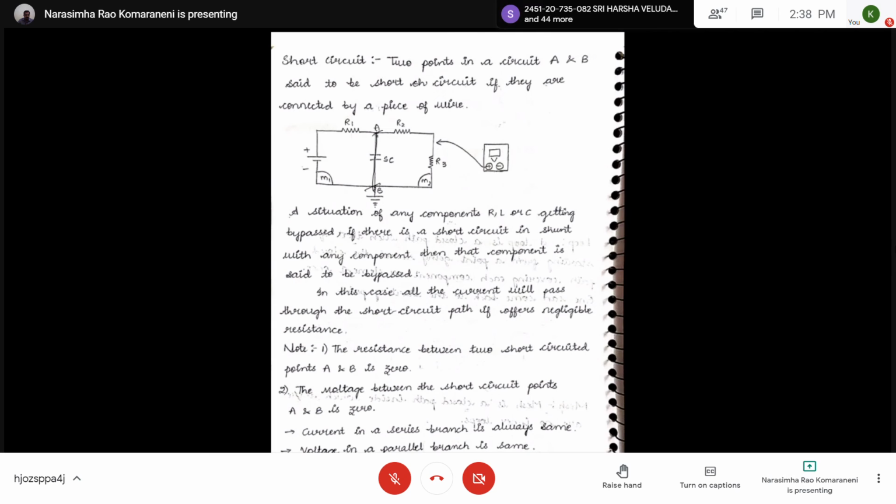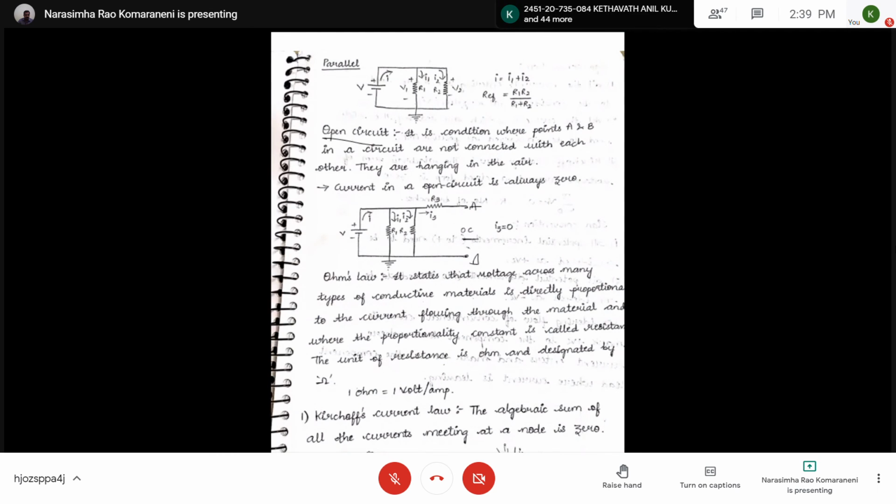The next, coming to Ohm's law. What does Ohm's law say? Ohm's law states that the voltage across any conductive material is directly proportional to the current flowing through it. That is, V is directly proportional to I. So we can also write it as V equal to IR, where this proportionality constant R is called the resistance.